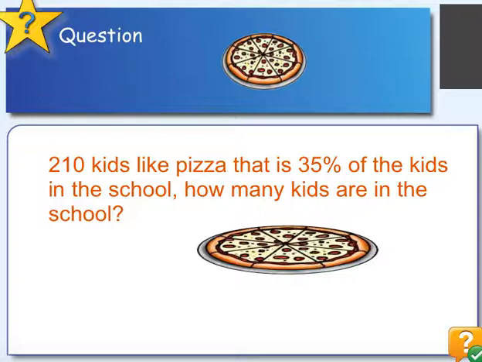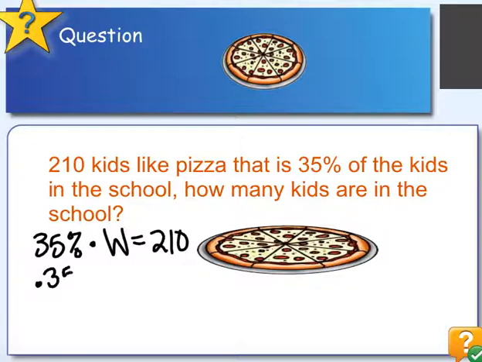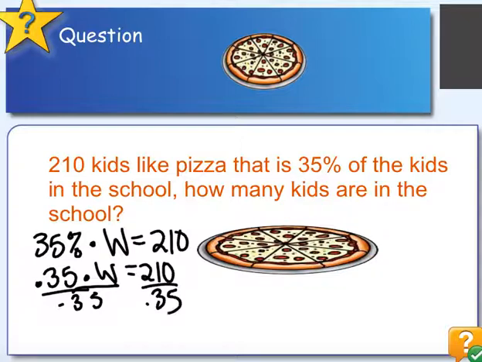210 kids like pizza. That's 35% of the school. How many kids are in the school? Well, let's set up an equation and say, we know the percentage, that's 35%. We don't know how many kids are in the school, so I don't know the whole, but my part that like pizza are 210. So I could turn this into a decimal and say 0.35 times the whole equals 210. I divide each side by 0.35, and I believe, if I have it correct, 210 divided by 0.35 is 600. So we see that there are 600 students in the school.